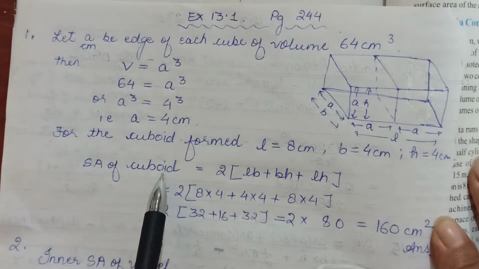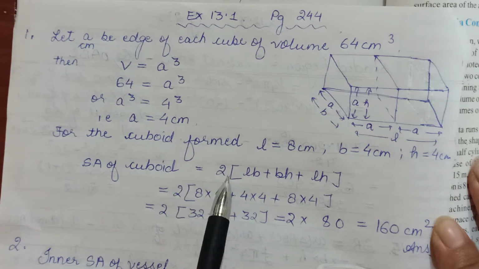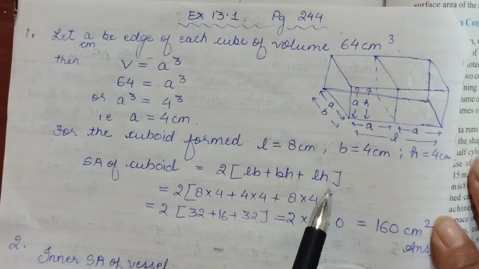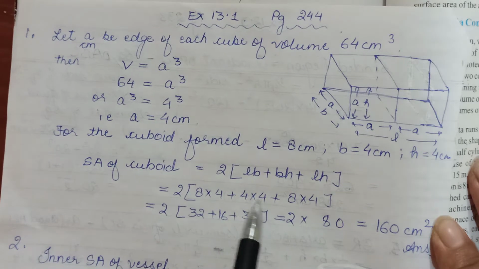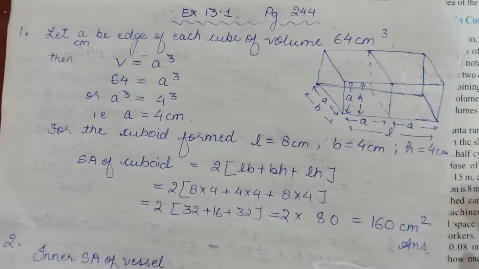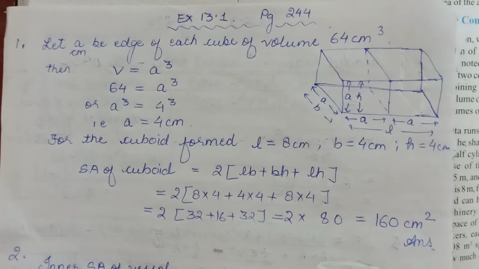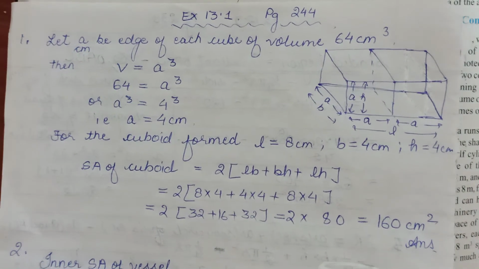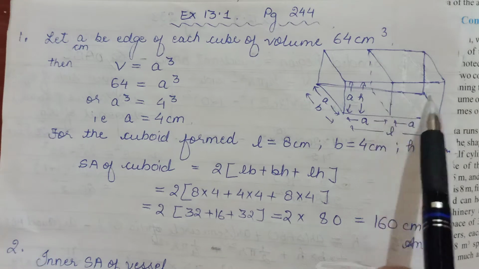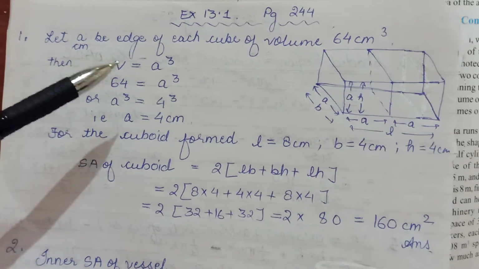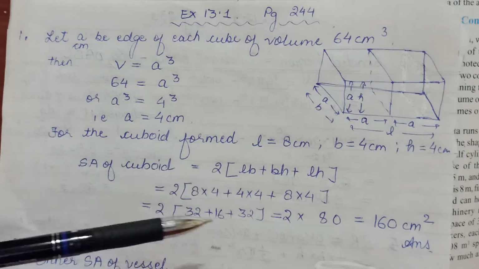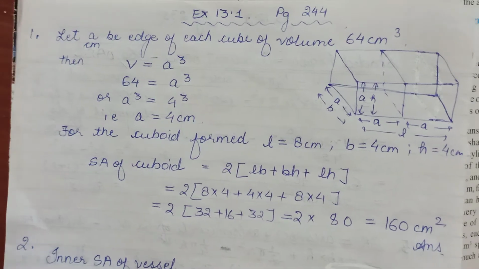So the formula for surface area, TSA of cuboid, is 2 times (LB plus BH plus LH). Put the values and get your answer. Okay, so work out all these calculations on your own. Just थोड़ा बहुत visualize करना है कि कैसा figure बन रहा है. Then you've got to know your formulas and you should be good at your calculations.